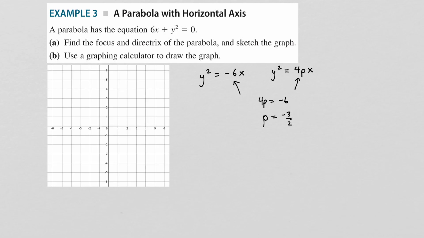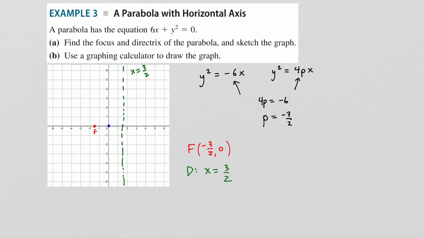So we know that the vertex is at the origin. The focus is going to be located to the left of the vertex because p is negative. So -3/2 units is -1.5. So there's your focus right there. And the directrix is going to be just on the other side, but remember that's a vertical line in this case. And so this vertical line will be x is equal to +3/2. So again, focus, that's just going to be the point -3/2, 0. Directrix is going to be the line x is equal to 3/2.